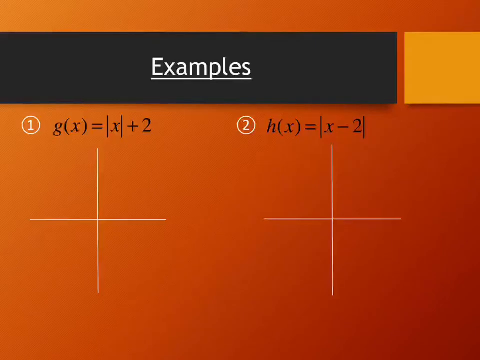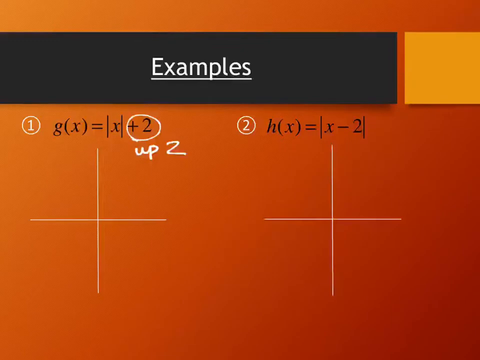All right, so these two then have those kinds of shifts that we just talked about. So in the first one, it has a plus 2. Is the plus 2 inside or outside? Outside. So will it shift it how? Up or down, and this one is up. So this piece right here says I'm going to move up 2.